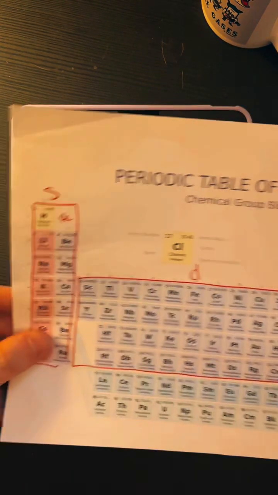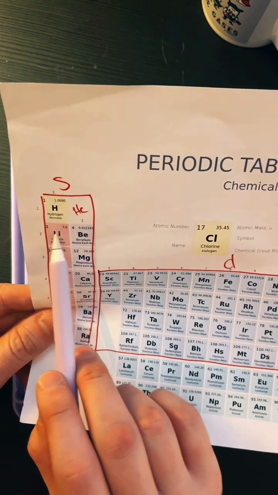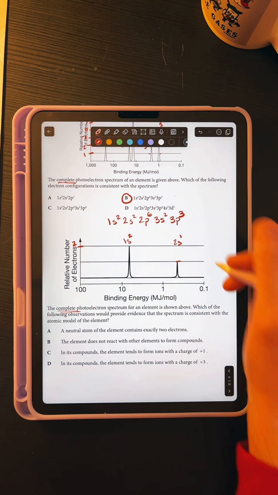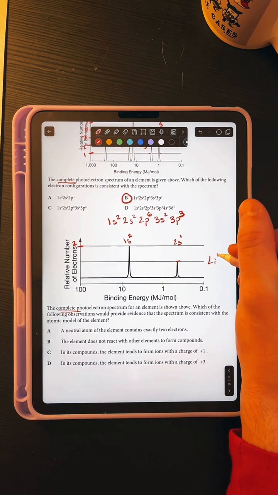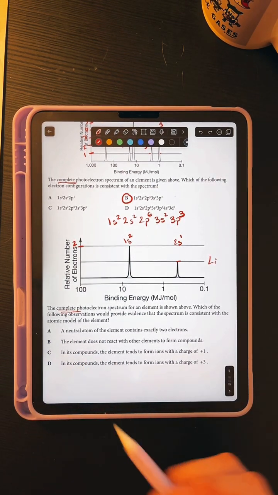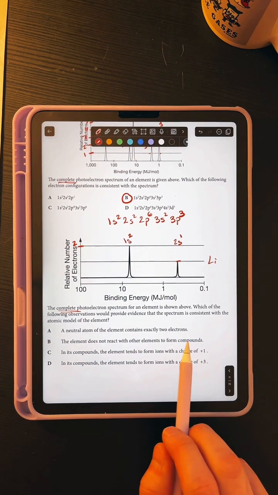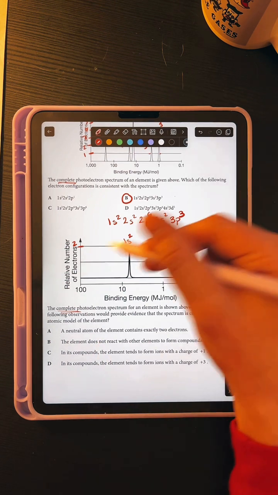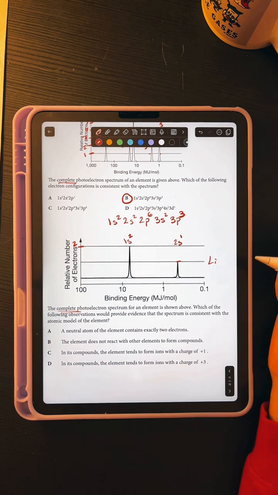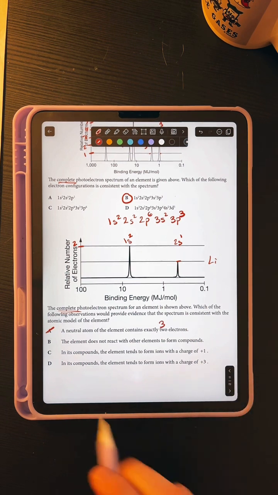So if we go 1s2 completely fills this. 2s1, sorry, 2s block with 1, we have lithium. So this technically is the photoelectron spectrum for lithium. But let's see what the answers are looking at. A neutral atom of the element contains exactly 2 electrons. Well, a neutral atom, that would be 1, 2, 3 electrons. So this one would actually be 3 electrons, not 2.